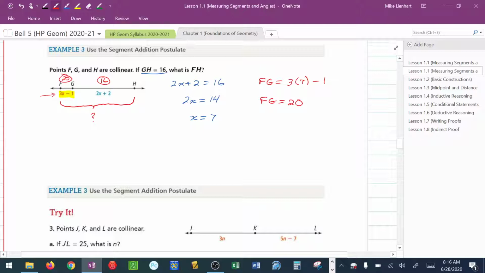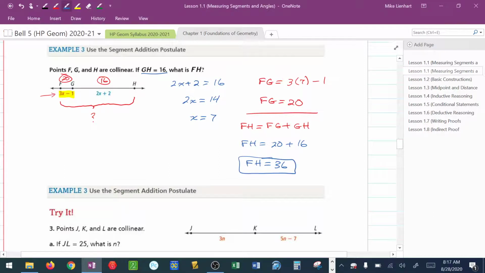All right? And notice how it doesn't look like that on the picture, does it? We have to rely on the algebra. But FG is 20, and they want me to find FH. So I know that FH here is made up of FG plus GH according to the segment addition postulate. So FH is equal to FG, which we just found to be 20, plus GH, which we just found to be 16, or FH is equal to 36.